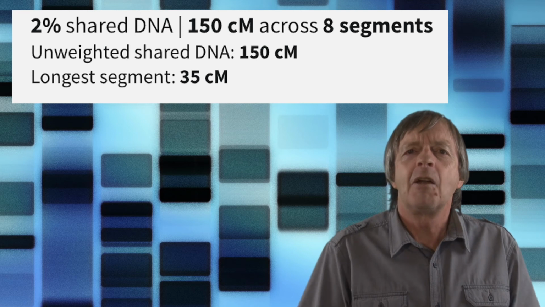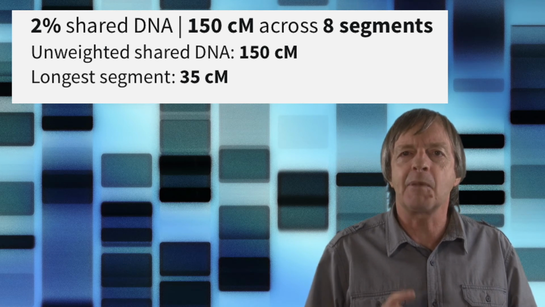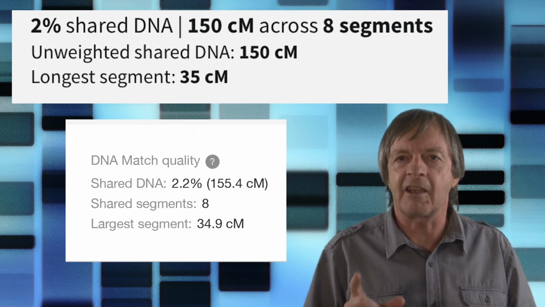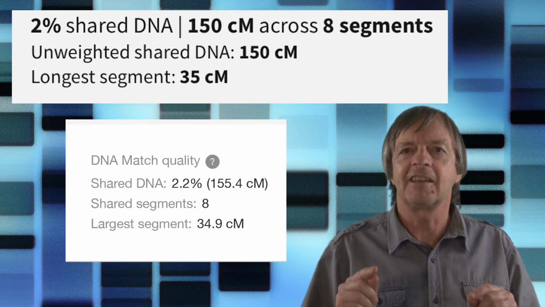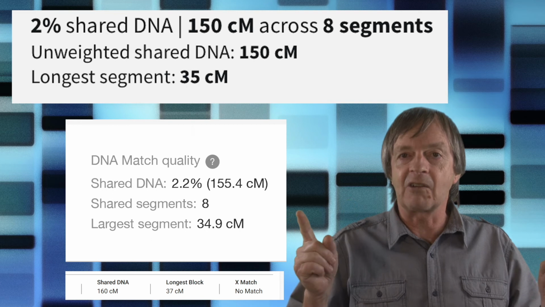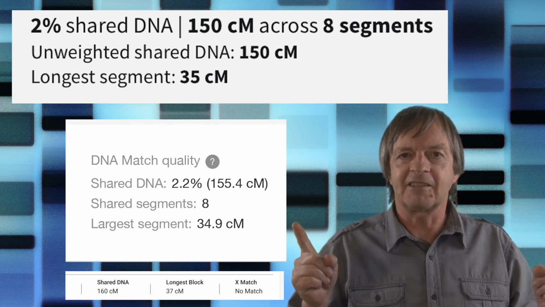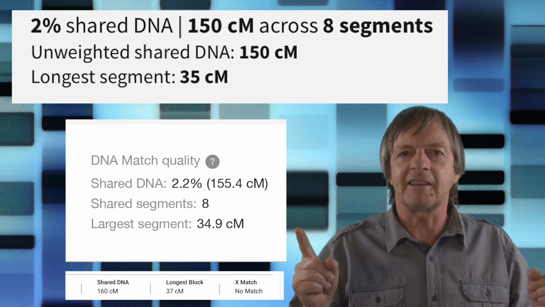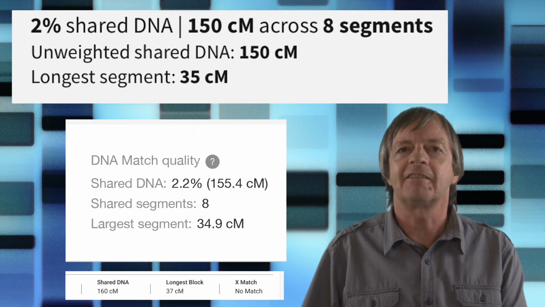The other companies use similar methodologies. Additionally, most of the companies will also list how many segments there were that give the total shared DNA and the length of the longest of those segments. Long segments increase the probability of a recent common ancestor.